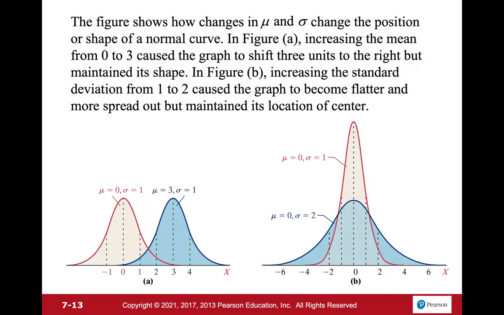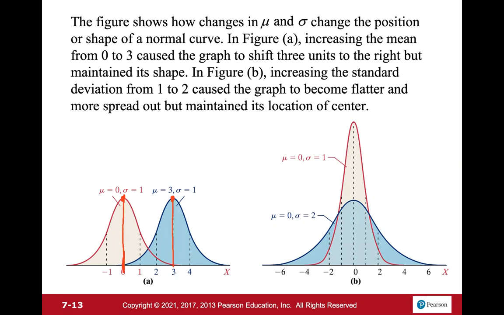The figure shows how changes in mean and standard deviation change the position or the shape of the normal curve. In figure A, increasing the mean from 0 to 3 caused the graph to shift 3 units. Remember, the mean is where we find the highest point on the graph. If we increase the mean, we shift everything to the right. Decreasing the mean would shift everything to the left.